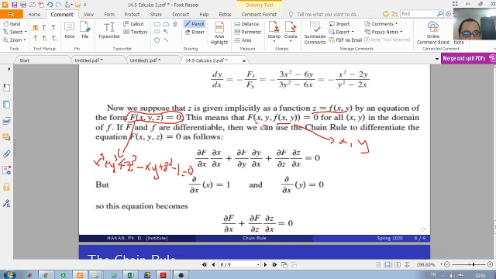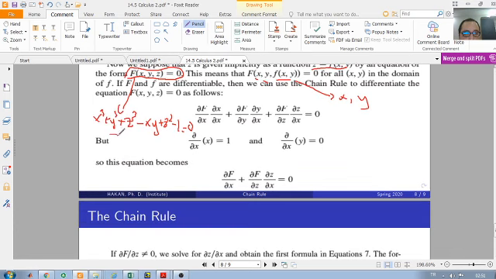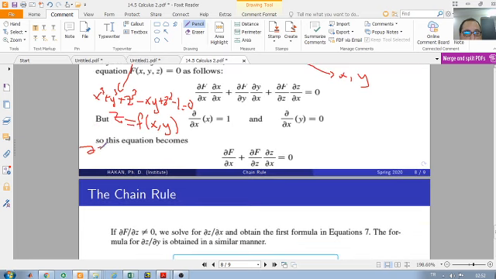X and y are the independent variables. Z is the dependent variable. We know z is a function of x and y, but we don't know its explicit definition. But we have a relation between the independent and dependent variables like this one. So how can we find the derivative of z with respect to x? Because we don't know its explicit definition, but we want to find its partial derivative with respect to x. So what should we do for finding its derivative with respect to x?